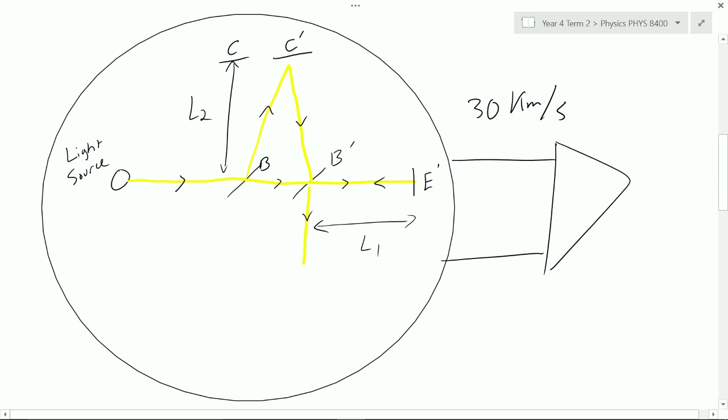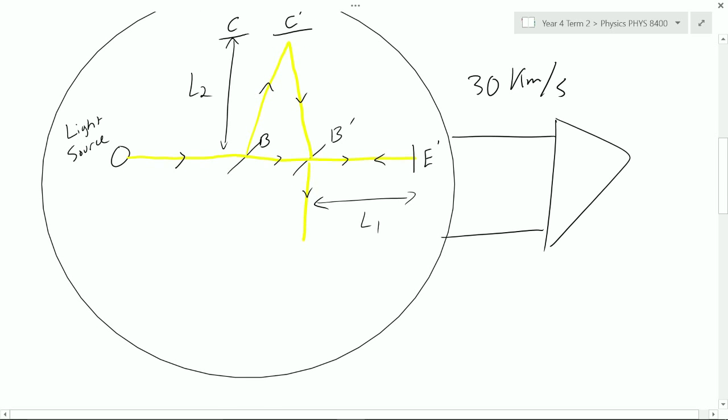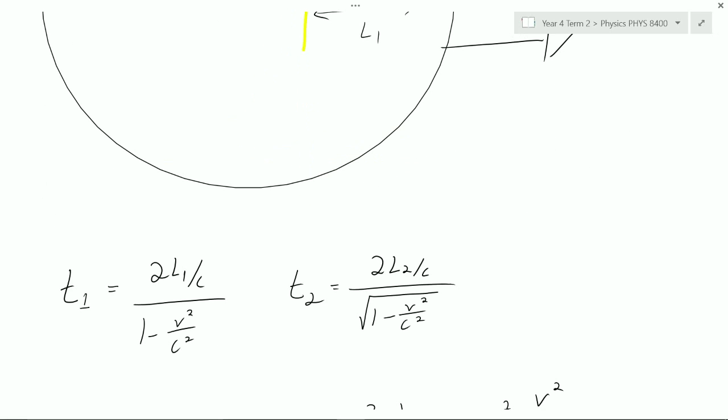Now, the time it took for beam 1 to hit mirror E and return to the half-silvered mirror B was 2 times the distance between the mirrors B and E, denoted L1, divided by c, which is the speed of light. And then all of that divided by 1 minus v squared over c squared, where v is just the velocity of the Earth.